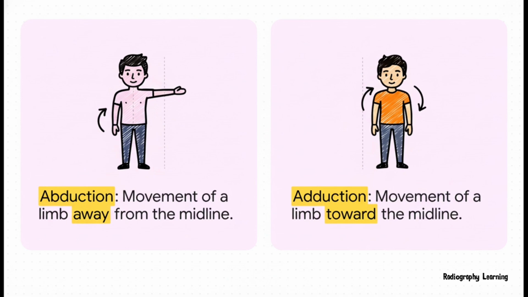Hey, remember medial and lateral? Well, this is just the movement version of that. Abduction is when you move an arm or leg away from the midline of your body, like when you raise your arm out to your side. Adduction is when you bring it back in, you're adding it back to the body.